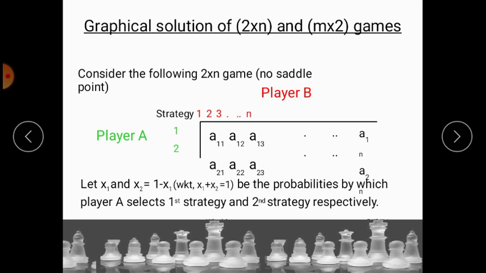So let x1 and x2 be the probabilities. We know that x1 plus x2, the probability of both strategies, will be 1, right? So x2 becomes 1 minus x1, okay? So let x1 and x2 be the probabilities by which player A selects the first strategy and second strategy respectively. Okay, so let us see how it is done.